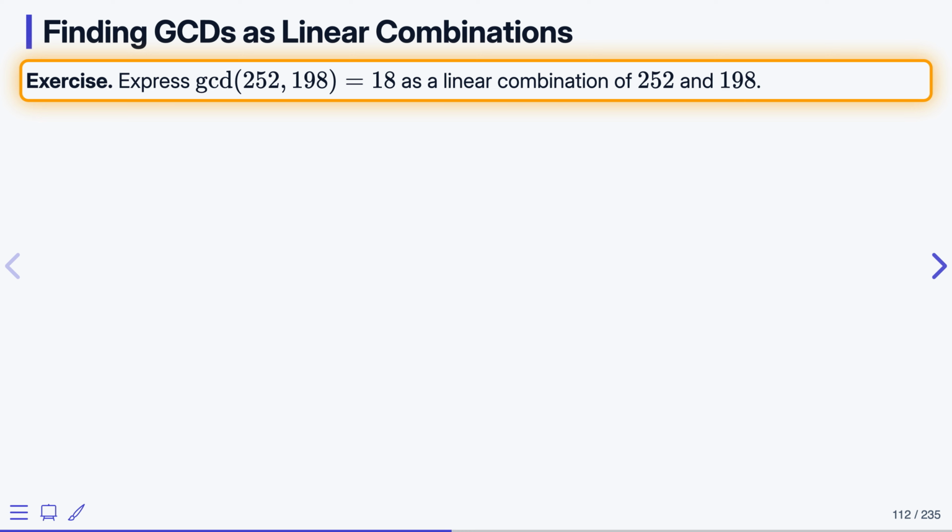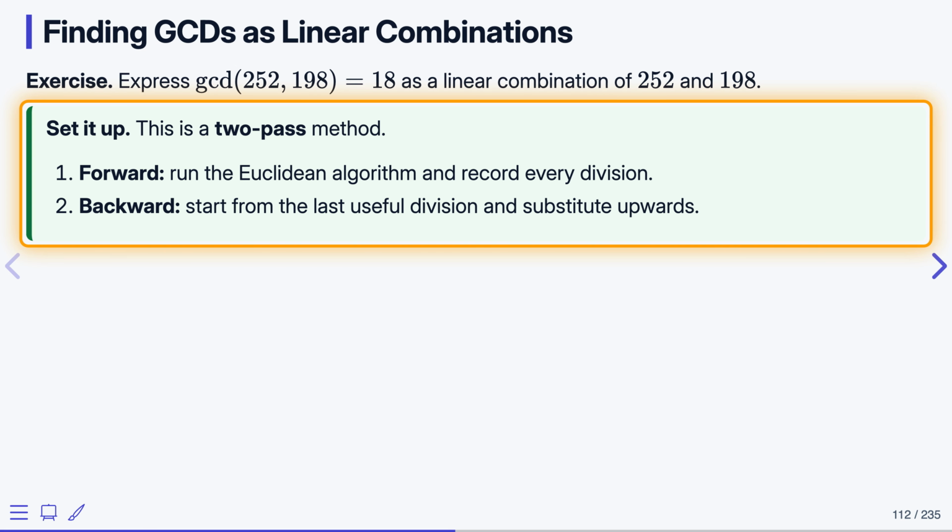Let's express a greatest common divisor as a linear combination. Our numbers are 252 and 198, and we are told the answer is 18. Set it up first because the shape of the work matters. This is a two-pass method. On the forward pass, we run the Euclidean algorithm and write down every single division. On the backward pass, we start from the last useful division and substitute our way back up, one line at a time. Each substitution replaces a remainder by the two numbers that made it.